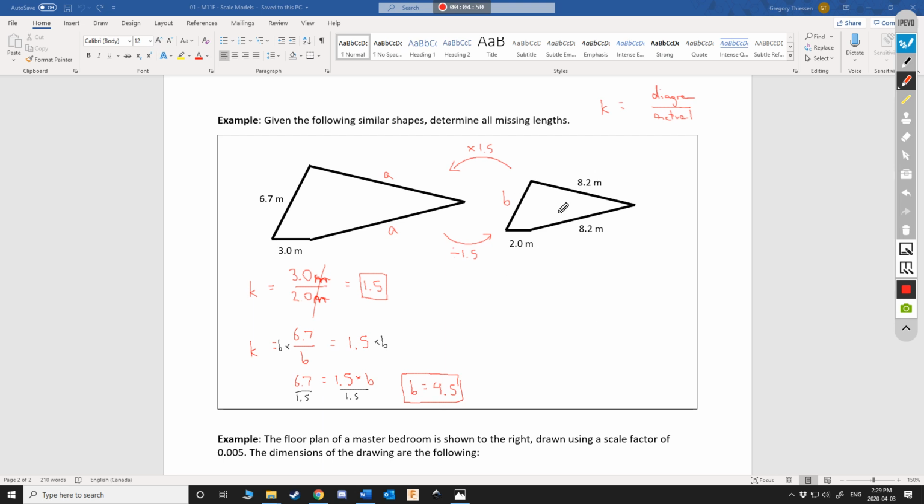So I have K is equal to some unknown A over 8.2. If we multiply both sides by 8.2, we get A is equal to 8.2 multiplied by 1.5. We get 12.3. So overall, the dimensions of this larger four-sided object are going to be 12.3 meters and 12.3 meters. And for this one, we're going to end up with 4.5 meters.